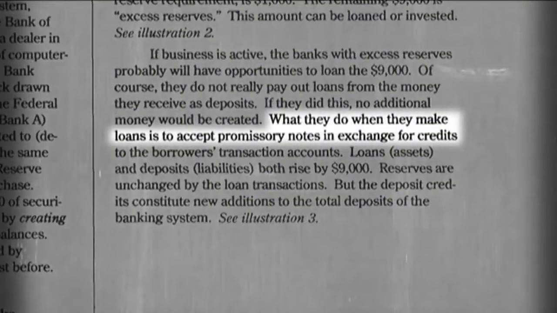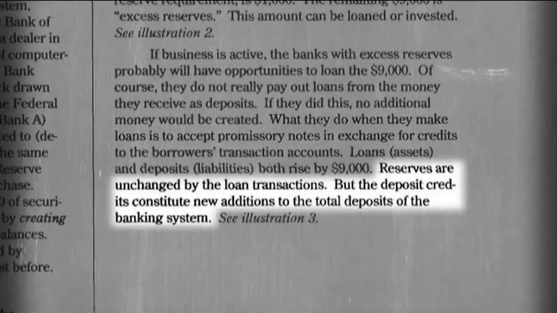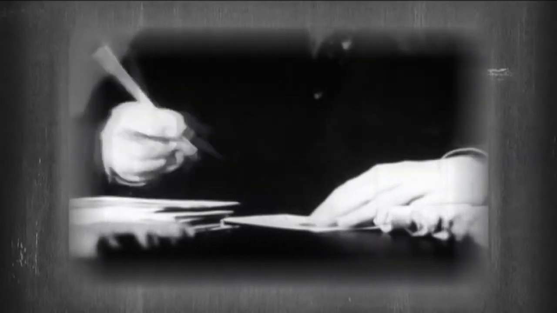Remember what modern money mechanics stated about loans? "What they do when they make loans is to accept promissory notes in exchange for credits. Reserves are unchanged by the loan transactions, but deposit credits constitute new additions to the total deposits of the banking system." In other words, the money doesn't come out of their existing assets. The bank is simply inventing it, putting up nothing of its own, except for a theoretical liability on paper.